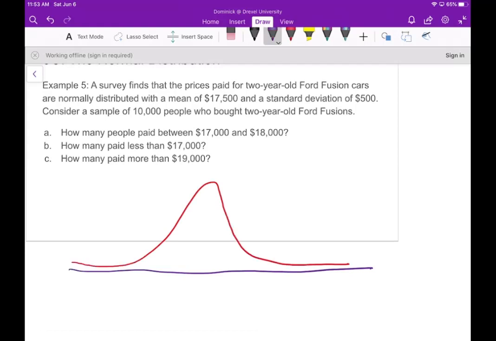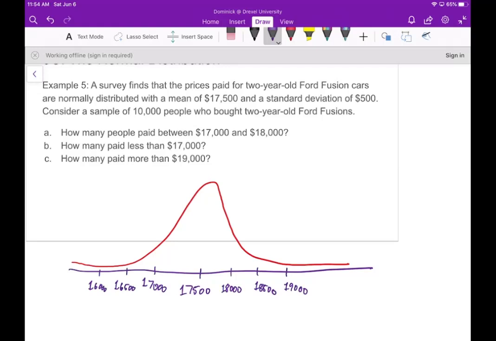So we have that our mean is 17,500 and our standard deviation is 500. So if I go up here, I have 18,000 and I have 18,500 and then 19,000. So that would be 3 standard deviations. And then we have 17,000, 16,500, and 16,000 would give us 3 standard deviations in each direction.